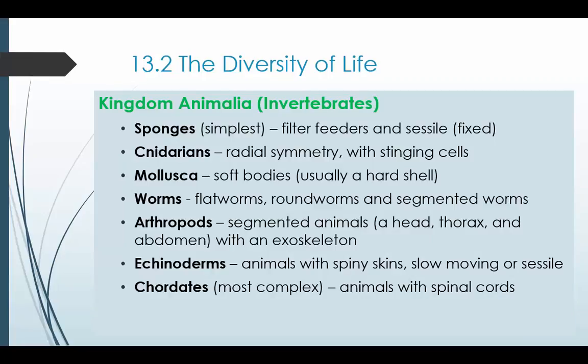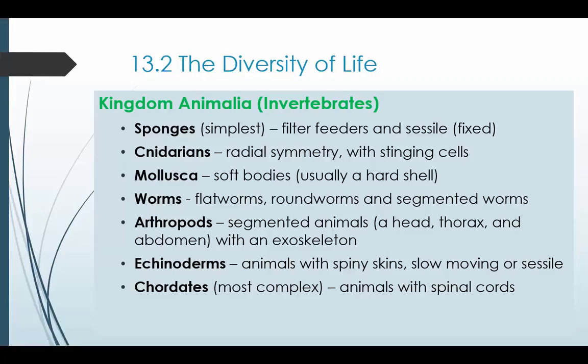So just very quickly, these would be your invertebrate categories. It ranges from sponges, which are the simplest form, all the way to chordates, which are the most complex. Sponges are filter feeders, and they're sessile, meaning they don't move, but they do fall under kingdom Animalia because of their basic structure. Cnidarians, which are going to be like your jellyfish, have radial symmetry, meaning they're circular. They have stinging cells. A third category, Mollusca, or mollusks. These are going to be things like clams, soft bodies with a hard shell.